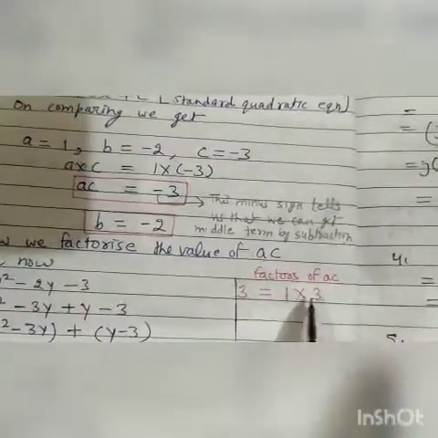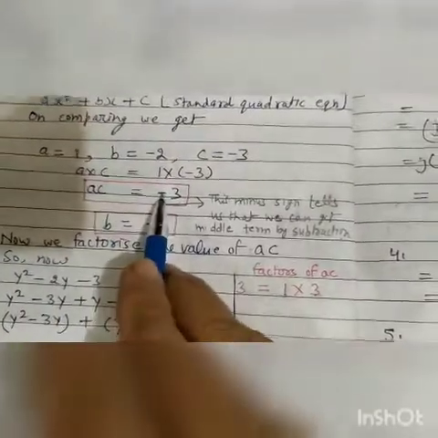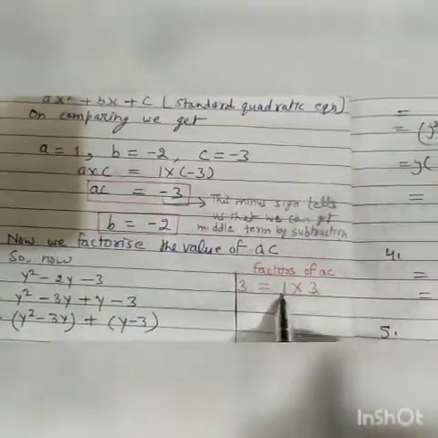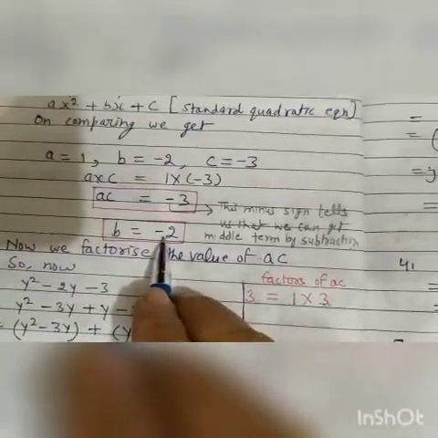This time we will not add these factors. This time we will subtract, because the value of ac is minus. So if we subtract this 1 from 3, we get this 2. This is the third step.